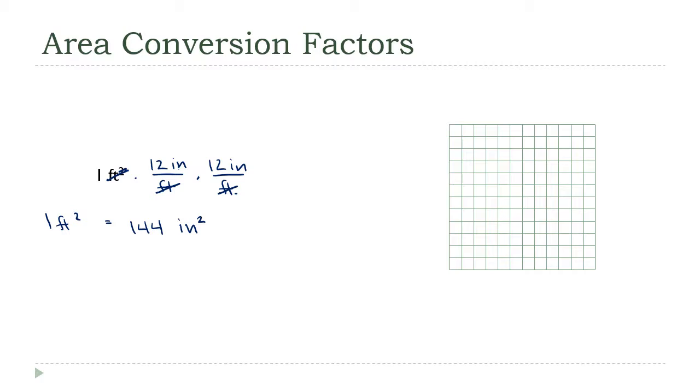Or if you prefer to be a little more visual about it, take a look at this box over here. I took this 1 foot by 1 foot box and I broke it up into 12 inches here on the bottom and 12 inches here, top to bottom. How many of these 1 square inch squares do I have in here? Well, 12 times 12 is 144, exactly the same thing that we got before.